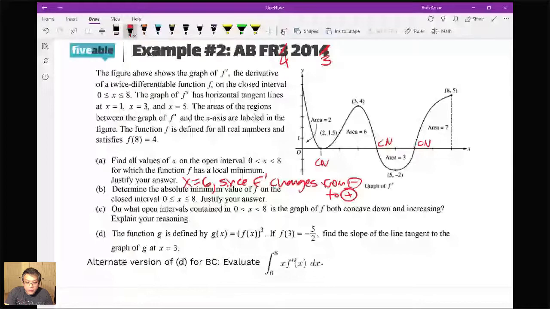And you technically need to also state that f is differentiable and thus continuous at x equals 6. Because if you don't have continuity at the critical number, you can't apply the first derivative test.